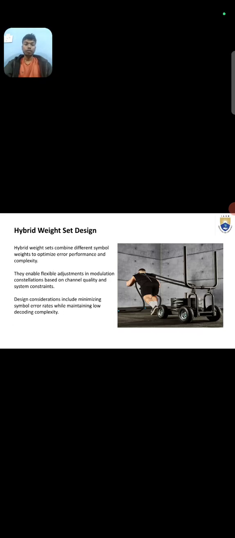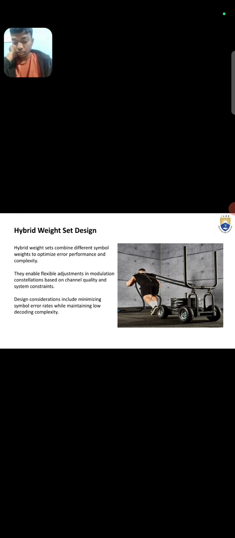The next one is hybrid weight set design. Hybrid weight sets combine different symbol weights to optimize error performance and complexity. They enable flexible adjustments in modulation constellations based on channel quality and system constraints. Design constraints include minimizing symbol error rates while maintaining low decoding complexity. These are the hybrid weight set design.